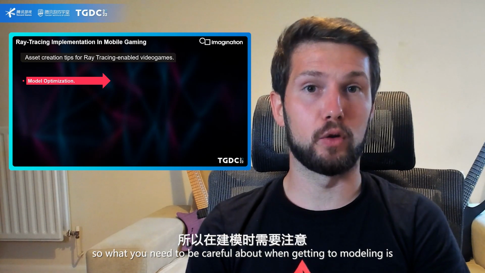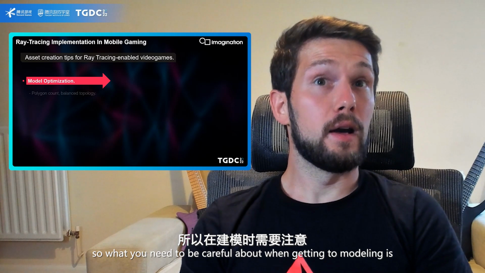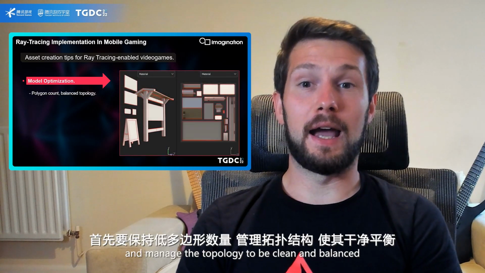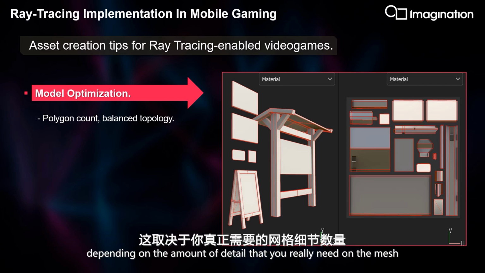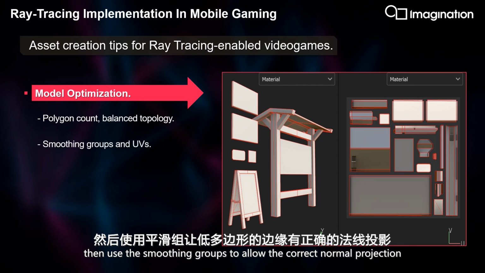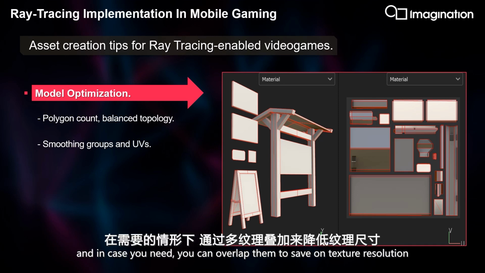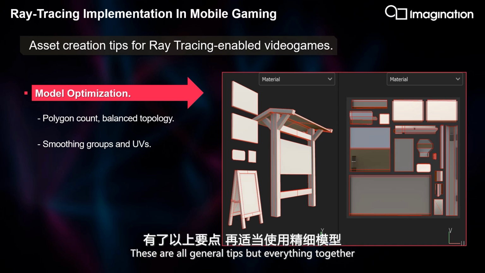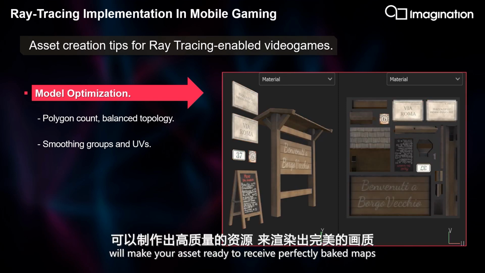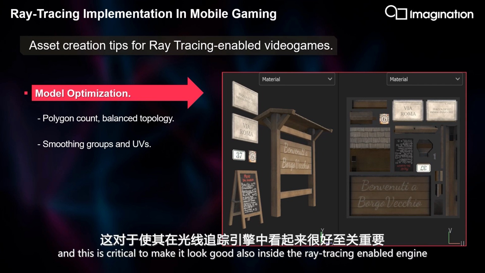So what you need to be careful about when getting to modeling is, first of all, keeping a low polygon count and managing the topology to be clean and balanced depending on the amount of detail that you really need on the mesh. Then use the smoothing groups to allow the correct normal projection over the low poly edges. Finally, space your UV islands to prevent color bleeding, and in case you need, you can overlap them to save on texture resolution. These are all general tips, but everything together, in conjunction with a good high poly sculpt, will make your asset ready to receive perfectly baked maps when getting to texturing it, and this is critical to make it look good also inside a ray tracing enabled engine.